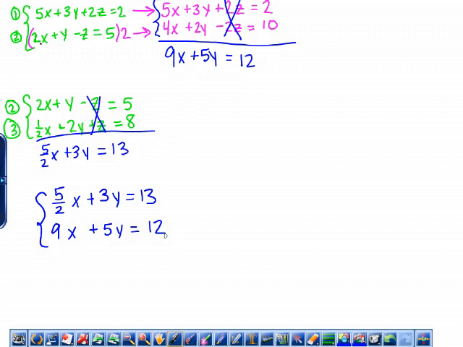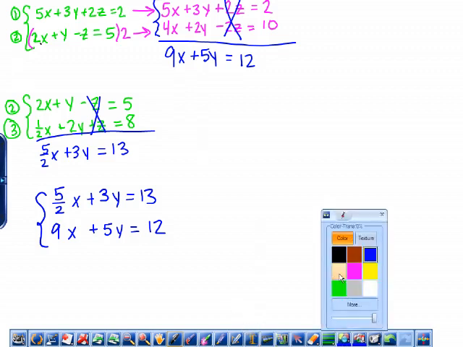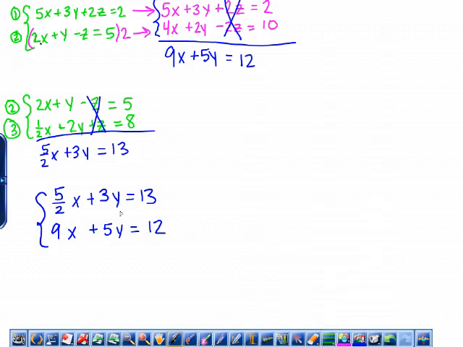5 halves x plus 3y equals 13. 9x plus 5y equals 12. What do you want to eliminate? All right. So let's go ahead and multiply the top equation by negative 5, and the bottom equation by 3.